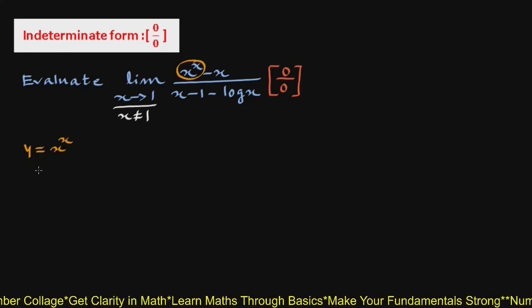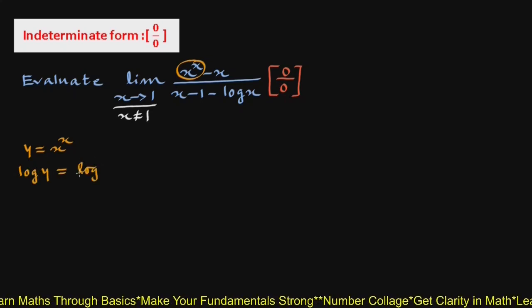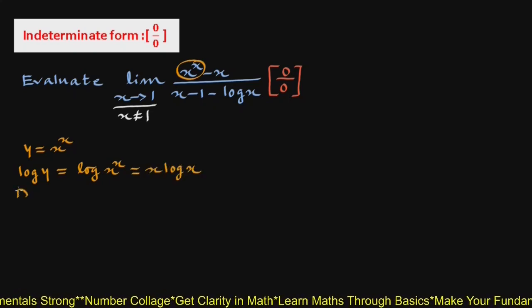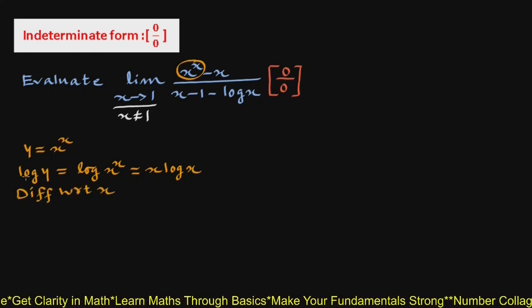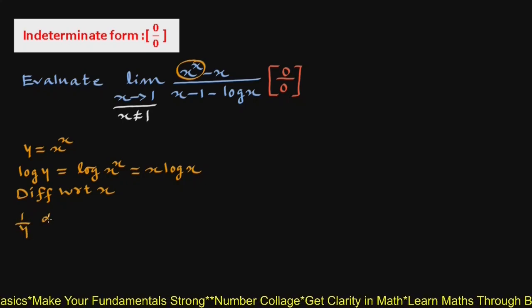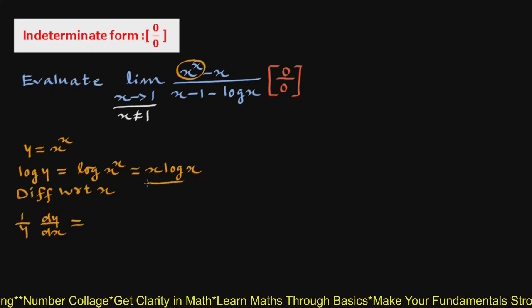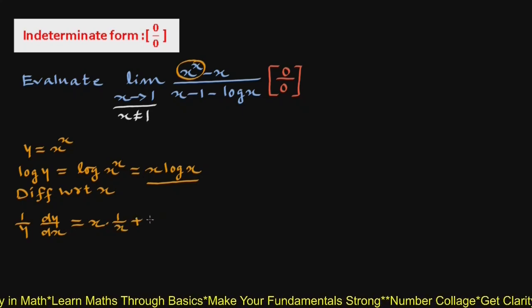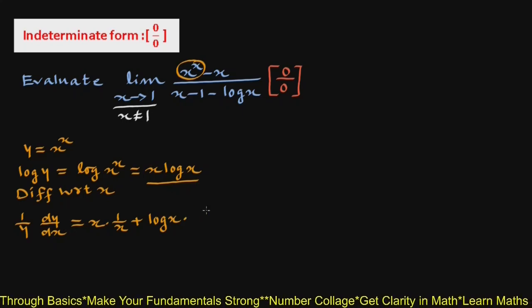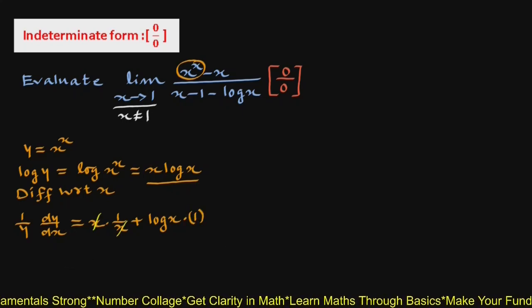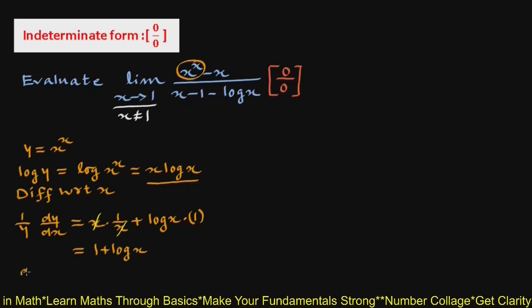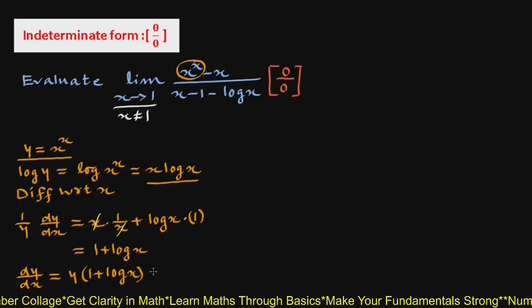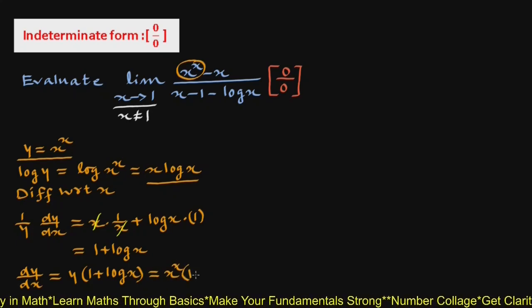We have to take logs on both sides. So this will be log y equals log x raised to x, which according to laws of logarithm is x log x. Now we will differentiate this with respect to x. So derivative of log y is 1 upon y dy by dx equals derivative of x log x by product rule. First function x into derivative of log x, 1 upon x, plus second function log x into derivative of first, that is derivative of x, which is 1. Cancelling x, we get 1 plus log x. So dy by dx will be y into 1 plus log x, but y is x raised to x. So dy by dx will be x raised to x into 1 plus log x.